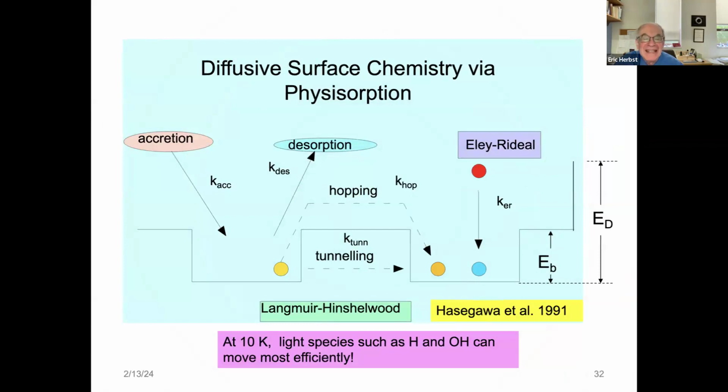But here's a more detailed one that I drew a while back, showing this. This is a one-dimensional picture of what really happens. So what happens is two molecules have to accrete, and they have to find one another. And they do that by going over barriers.